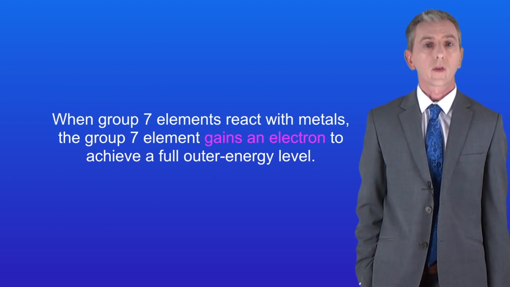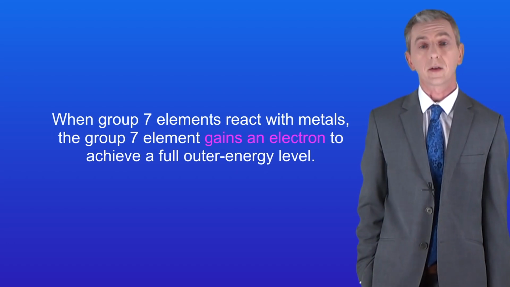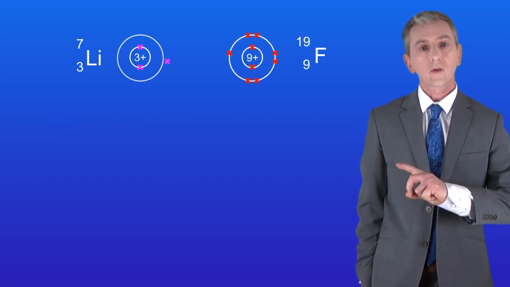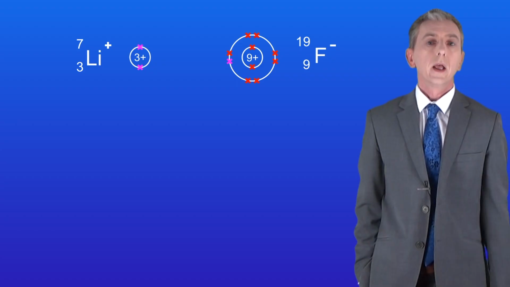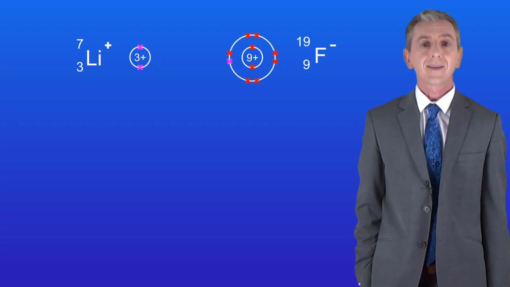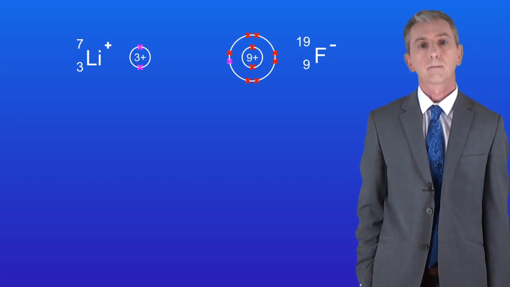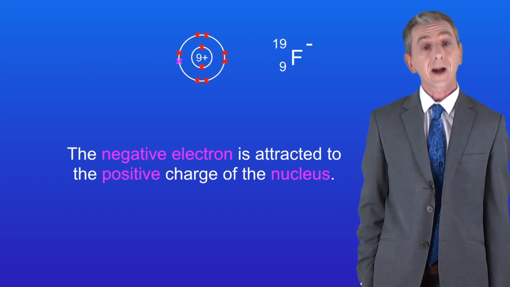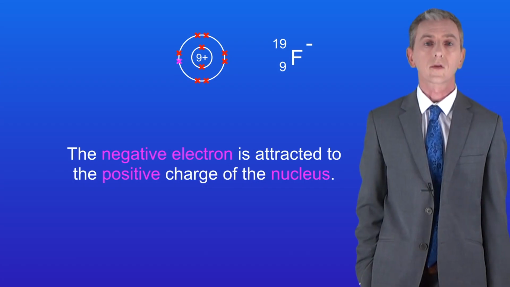In the last video, we saw that when group 7 elements react with metals, the group 7 element gains an electron to achieve a full outer energy level. So here's fluorine reacting with lithium. You can see that the fluorine atom gains an electron from the lithium atom. Now here's one really important fact. The negative electron is attracted to the positive charge of the nucleus.